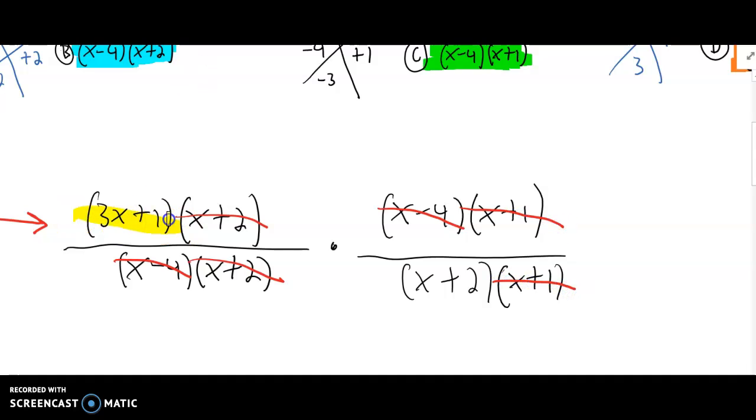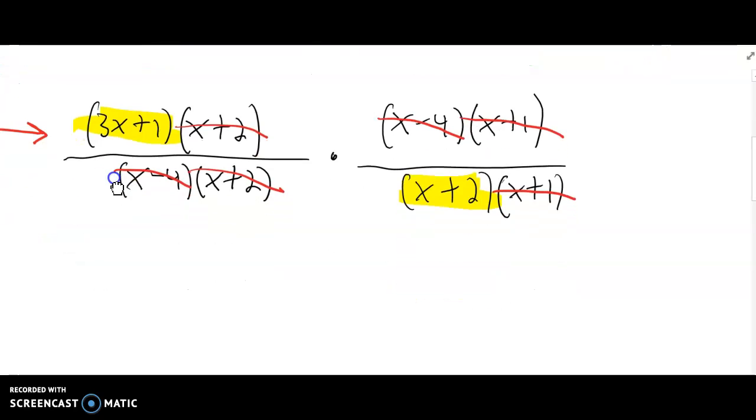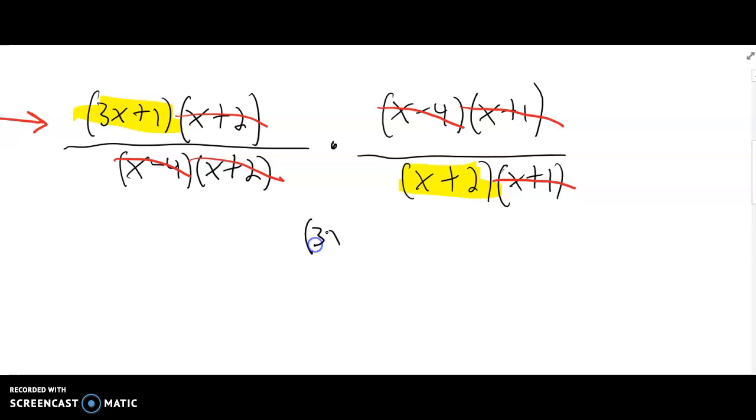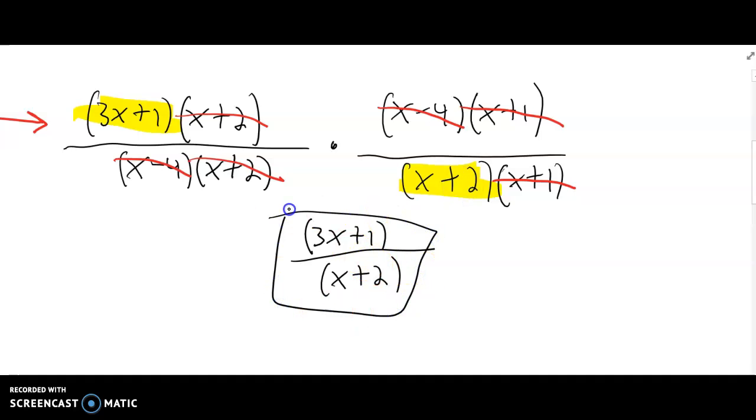And all we're left with are these two guys. They stay in the same position. So I have 3x plus 1 and x plus 2. Nothing left to cancel. That's my final answer. Pause and rewind wherever you need. We're going to do our second and final example.